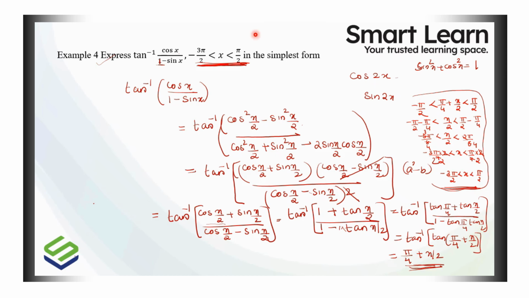Now you have to check if it comes in the principal value branch. Now look children, I am writing this pi by 4 plus x by 2. So first I have to cancel this pi by 2. So I will put minus pi by 4 here and here.